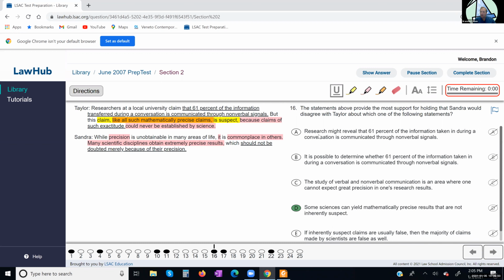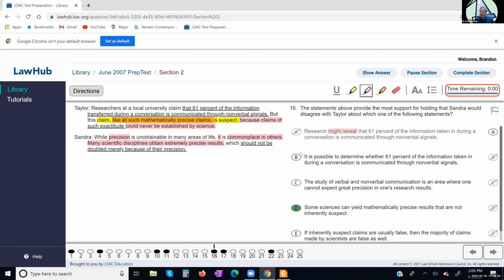Now, if we're looking at the rest, research might reveal that 61% of information taken during a conversation is communicated through nonverbal. Taylor disagrees with this, and I wouldn't even say definitively disagrees. I want to highlight a degree. Might reveal. Taylor's saying that it's suspect. So Taylor might even still agree with this, and we need to notice that. So already we kind of have an issue, but Sandra does not comment on the 61%. There's no comment on anything about that level of precision.